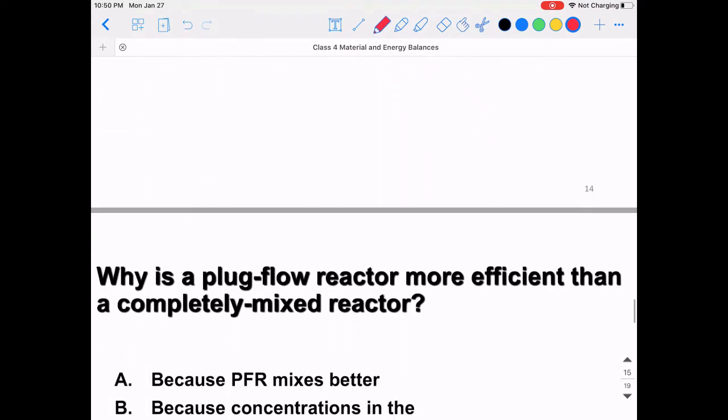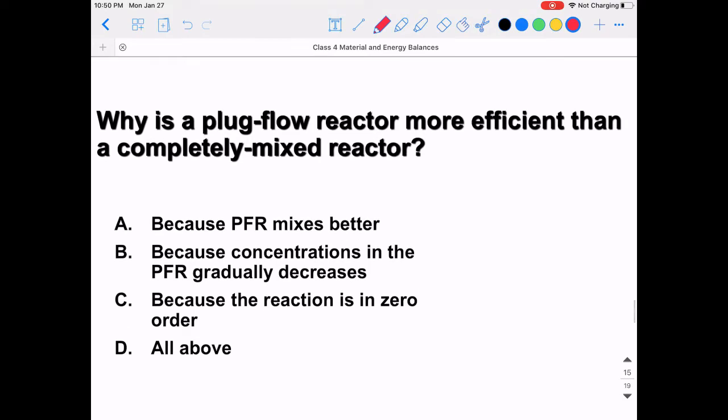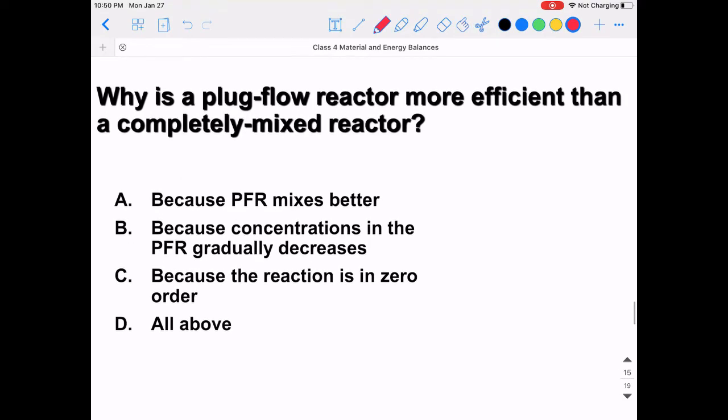Okay, so what is the reason there? What is leading to this result? Is it because the PFR mixes better? It is not the case, right? The PFR doesn't involve any mixing. Is it because the concentration in the PFR gradually decreases, or is it because the reaction is zero order? And this is of course not, right? Because we're dealing with first order reactions.